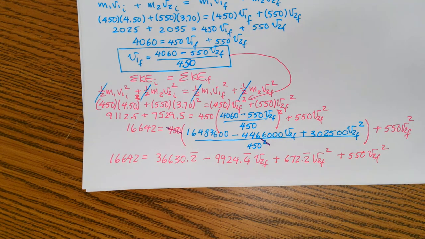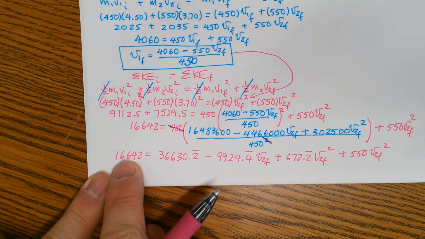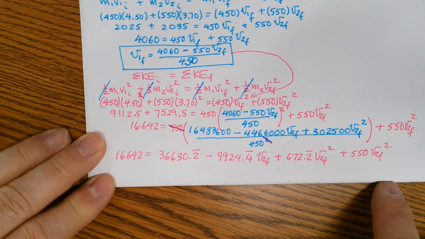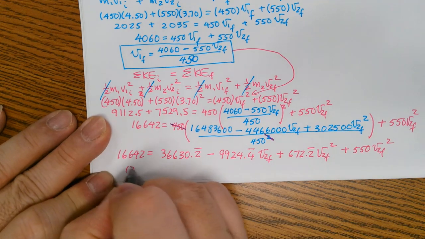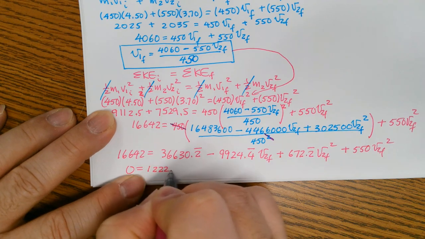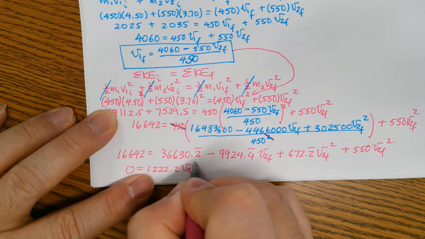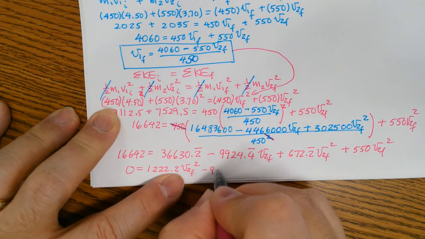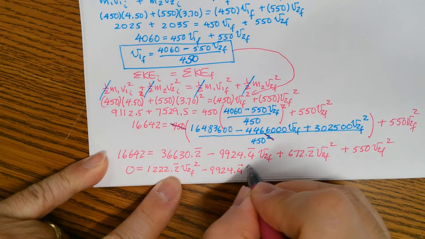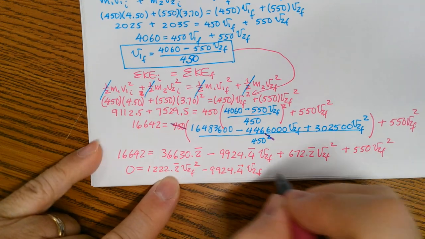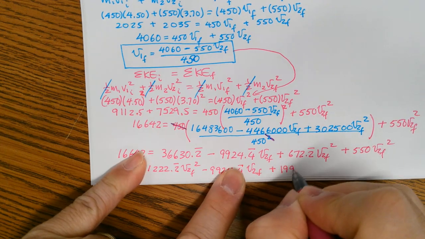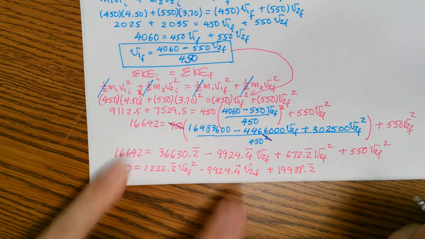It looks like a quadratic equation, right? So if I bring this to the other side, add these two, and put it in descending order, this is what you'll get. Zero is equal to 1,222.2 V2 final squared minus 9924.4 repeating V2 final plus 19988.2 repeating.